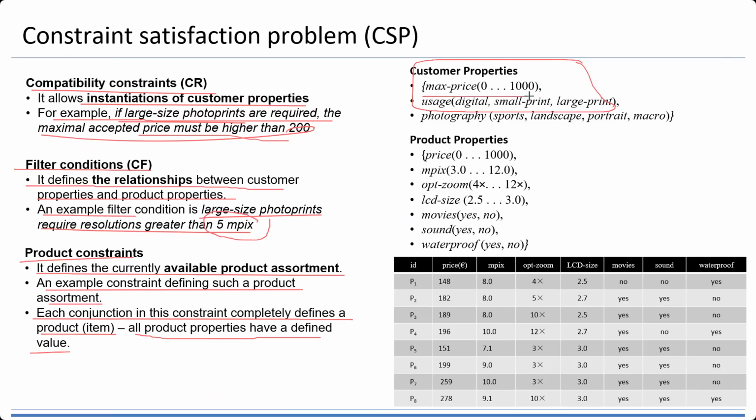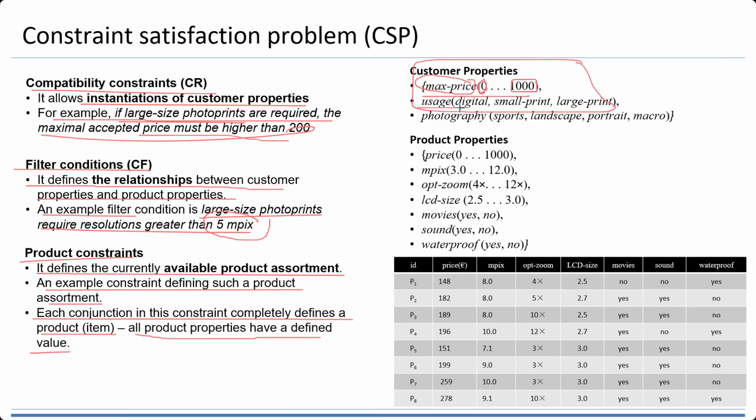The price. So you need to ask the user, please define the price. How much do you want to allocate to buy the camera? The price will be from 0. So 0 is the minimum, which means the user will not buy anything. But usually the user will say, okay, I can buy until 500 euro. Then the price will be in between 0 until, say, 1000.